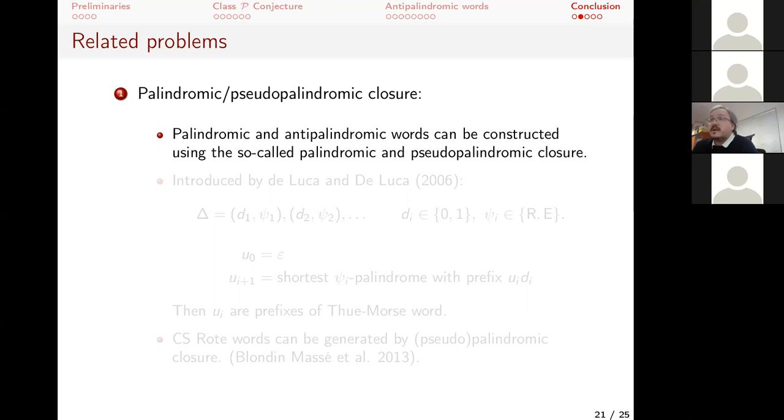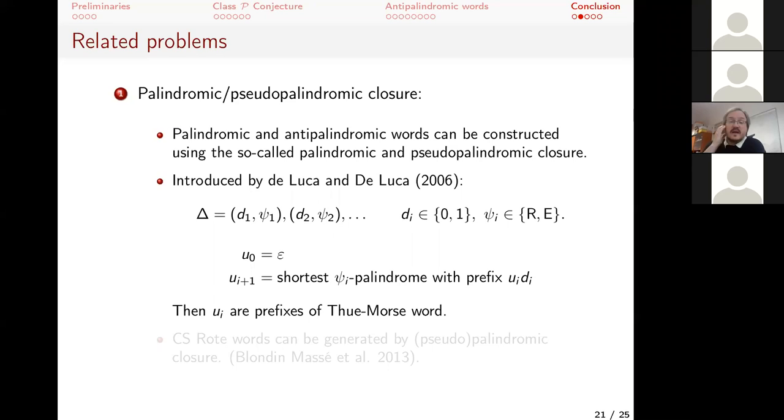It was first inspected by De Luca and De Luca, where, for example, they showed... I will not give you the general construction. Most of you do know this construction. I will just show it in the case of Thue-Morse word.